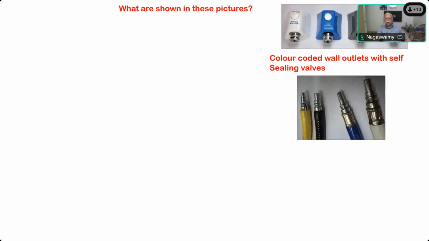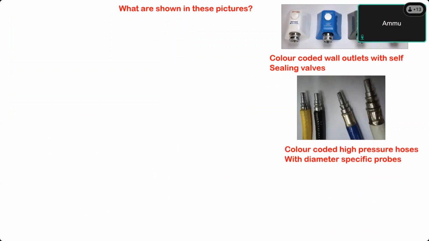What is this picture showing? Hose connection connected to the wall mount. Again, color coded high pressure hoses with diameters. This portion is called the probe. This is the diameter-specific probe you have to insert into this. Okay, so it's the color coded high pressure hoses with diameter specific. The next diameter here will be different. That is why medical air cannot be inserted into nitrous oxide, or nitrous oxide cannot be inserted into oxygen, because the neck diameter is different. So that is how the connection of wrong hoses is prevented.